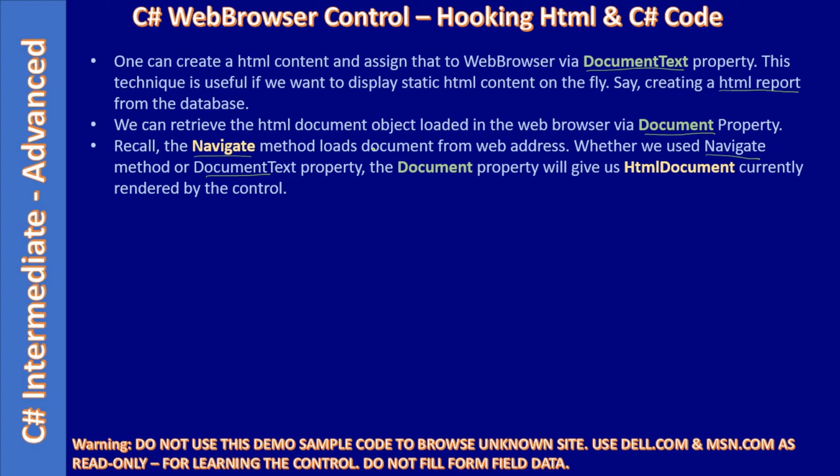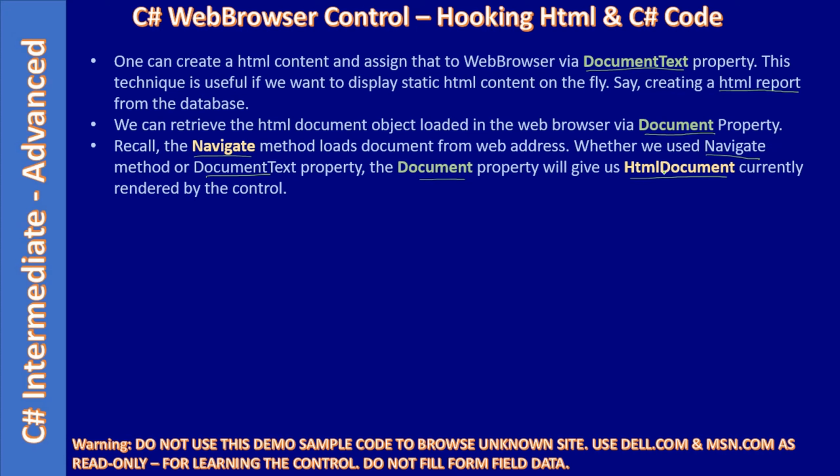Or you are visiting the web server, and the web server will run the server-side code, generate the HTML, and push it to the web browser control. So both ways, the document property will give us the HTML document, whether you assigned a document text or navigated to a URL. Finally, once the document is rendered in the HTML web browser control, using the document property, you can retrieve the HTML document content.